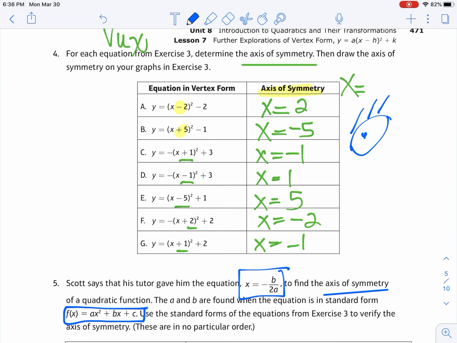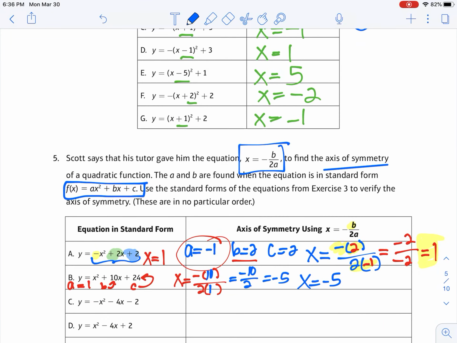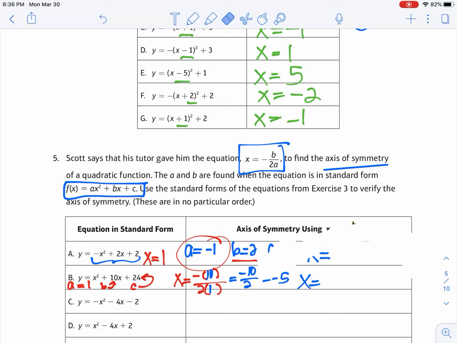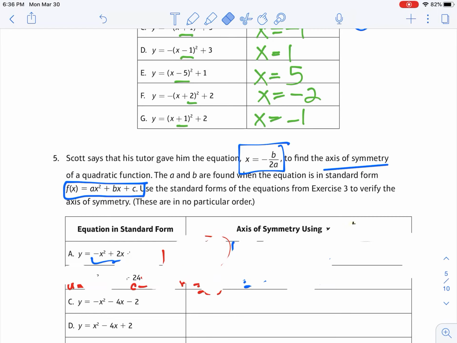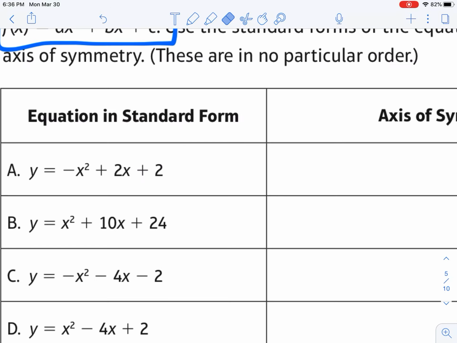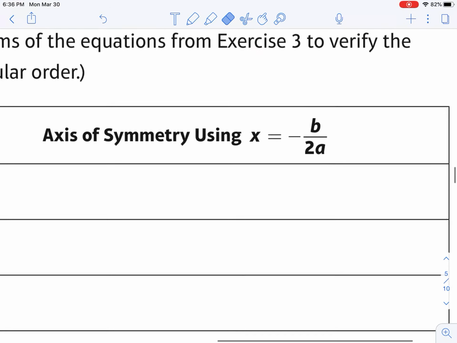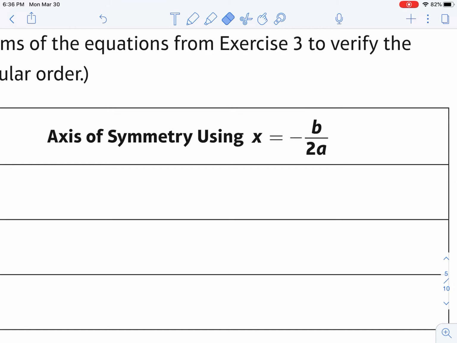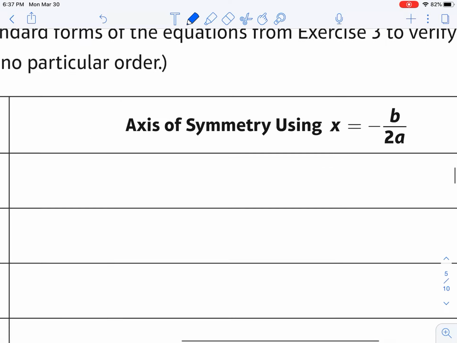All right, so the next part is, what if it's in standard form? If it's in standard form, how do you find the axis of symmetry? You can use this formula: x equals negative b over 2a. If you have your foldables, you'll see that this is in there, and it's a good tool to keep up with. So x equals negative b all over 2 times a.